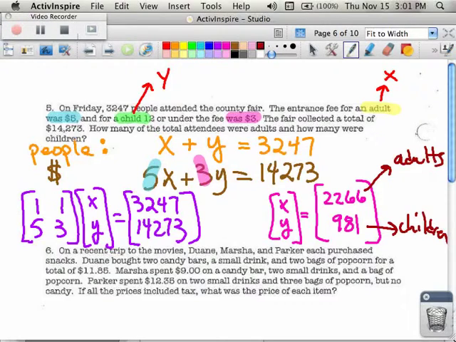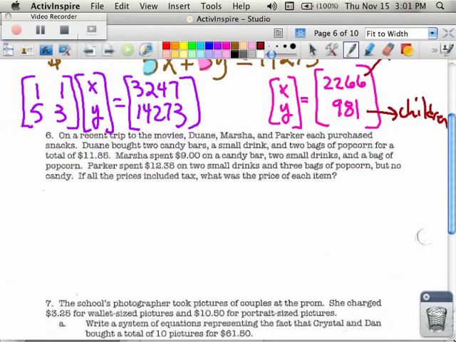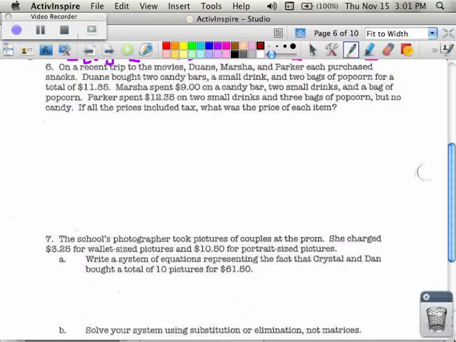I'm just going to set up number 6 and 7 just like I did for number 5, and then you can work with those as well. So let's take a look at number 6. In number 6, they have many things that are going on here. In this case, they are talking about a trip on which Dwayne, Marcia, and Parker all purchased certain snacks. So what I see is that they purchased candy bars, they purchased drinks, and they purchased popcorn. Those are the 3 things that they talked about.